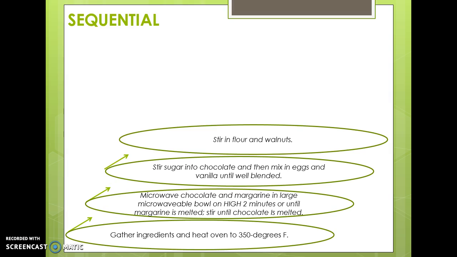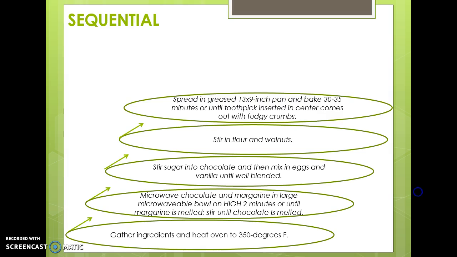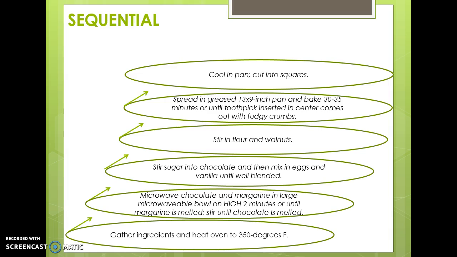The process continues as you stir in the flour and walnuts, and then you spread all of the mixed ingredients into the pan and you bake it until it's done. And then you let it cool, and then you can enjoy your cut brownies.